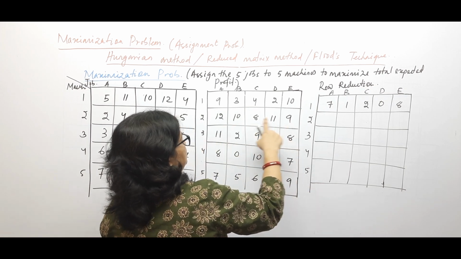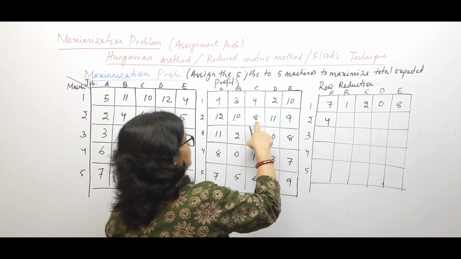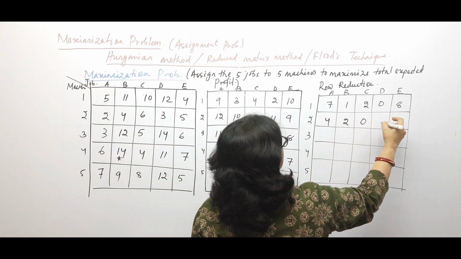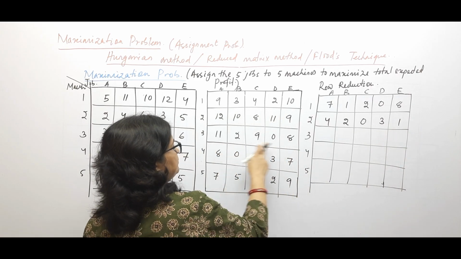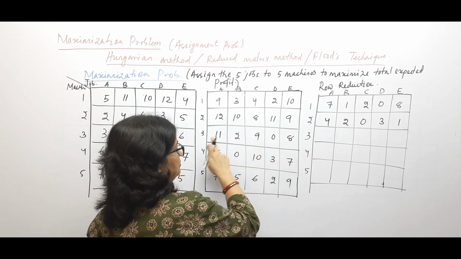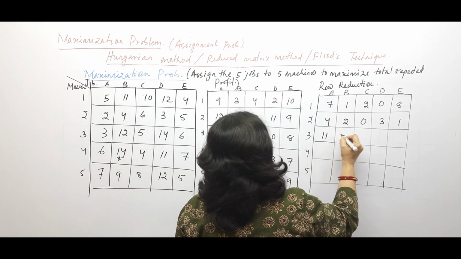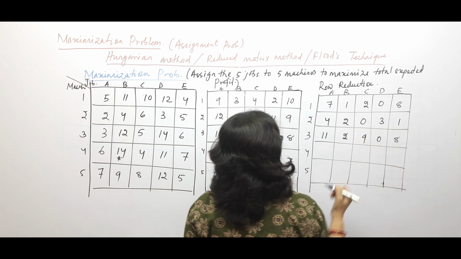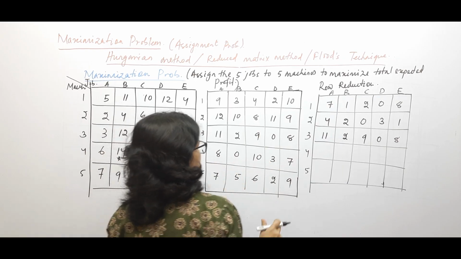Then for this row, the minimum is 8, so subtract 8. 12 minus 8 is 4. Then 2, then 0, then 3, then 1. Like this, for each row, we need to do it. Here, the least value is 0, so there will be no change for the entire row. We write it as it is: 9, 0 and 8. In this case also we have 0, so no need to change.